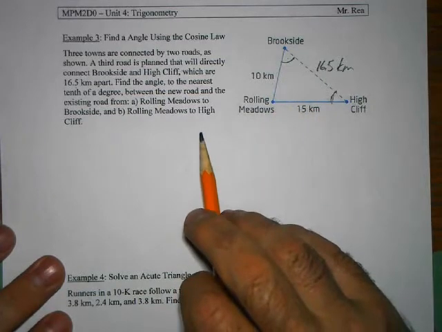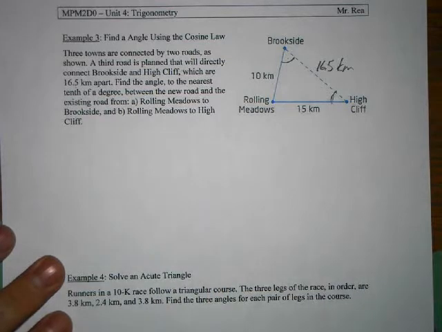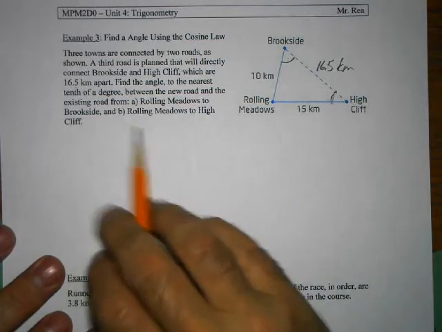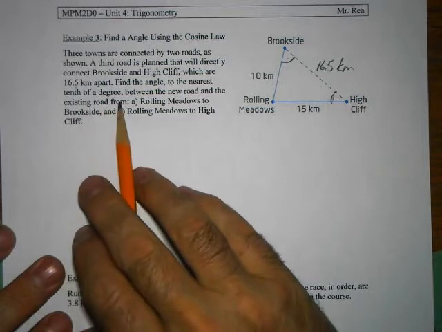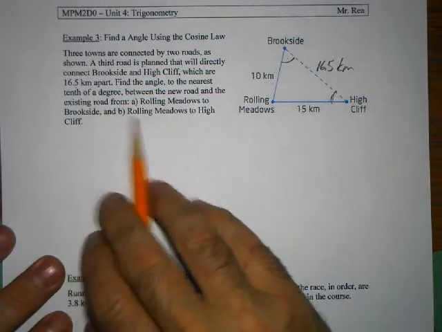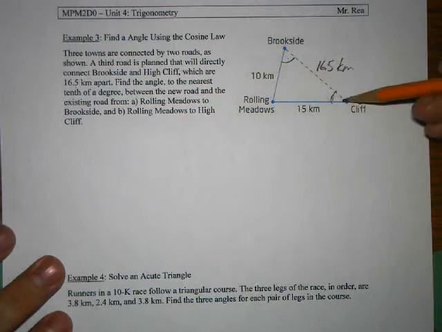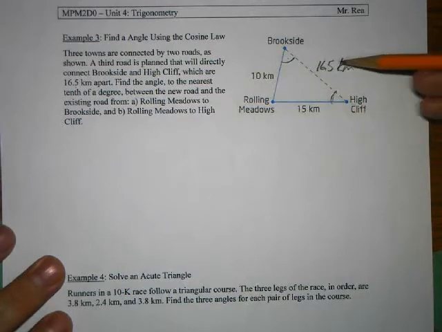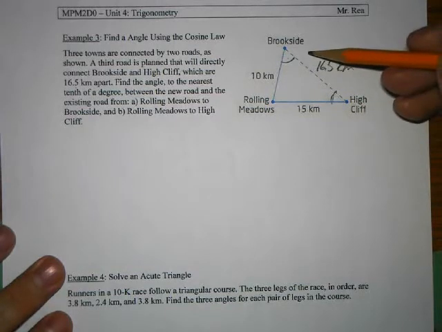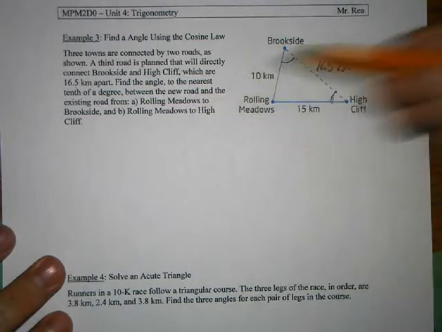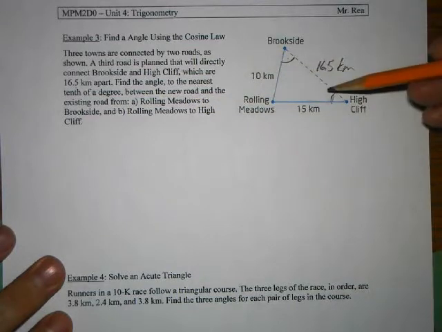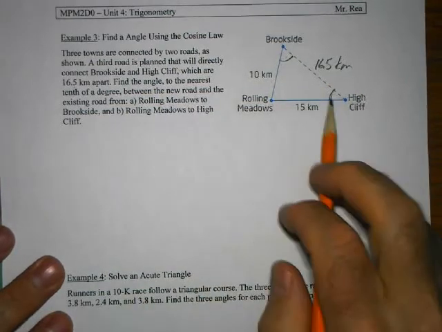All right, so find the angle to the nearest tenth of a degree between the new road and Rolling Meadows, and the new road and Brookside, I think. Sorry, Rolling Meadows to High Cliff and Rolling Meadows to Brookside. Okay, and again, it doesn't matter which one you do.